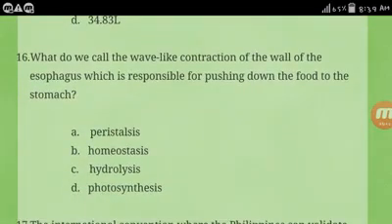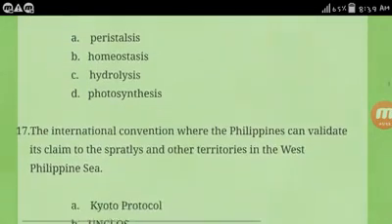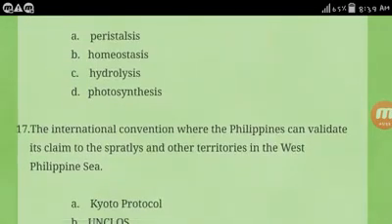What do we call the wave-like contraction? This is what I told you earlier. There is a question related to this. What do we call the wave-like contraction of the wall of the esophagus, which is responsible for pushing down the food to the stomach? It's peristalsis, letter A. Homeostasis is the maintenance of the internal environment of our body.